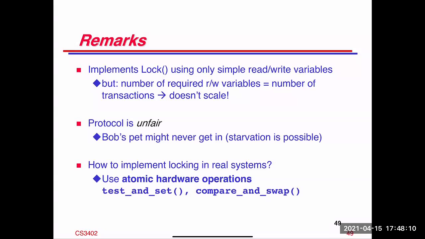So how is locking implemented in real systems? It's not implemented using these simple read-write variables, but instead by using atomic hardware operations such as test-and-set and compare-and-swap. Okay, so these kinds of operations allow you to test a variable for some value and also immediately, in the same atomic step, set it to some other value. And then we won't run into this problem that I mentioned earlier on.